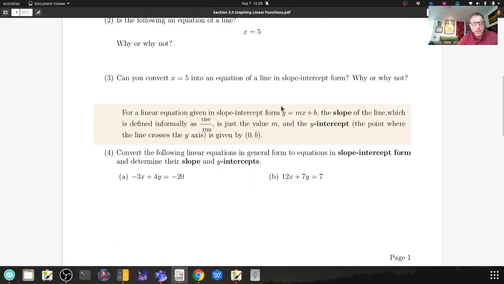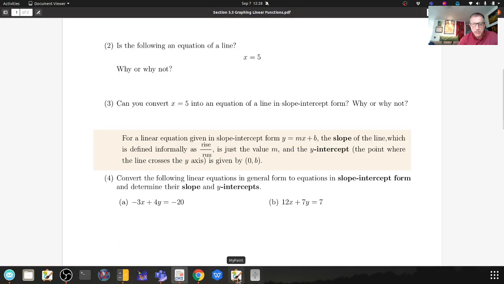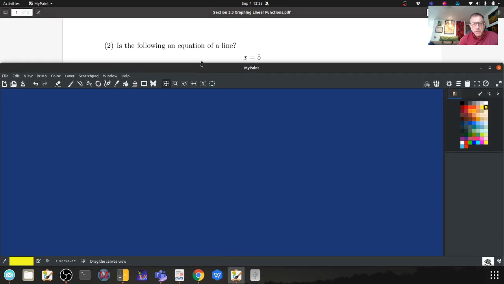So is the following an equation of a line? This is a really good challenge question. So we have x is equal to 5. Is this a linear equation? Well, by definition, we know it's a linear equation if it can be written in the form ax plus by is equal to c. Now, earlier I introduced to you the slope-intercept form of an equation, but I did not say that every linear equation could be written in that form.